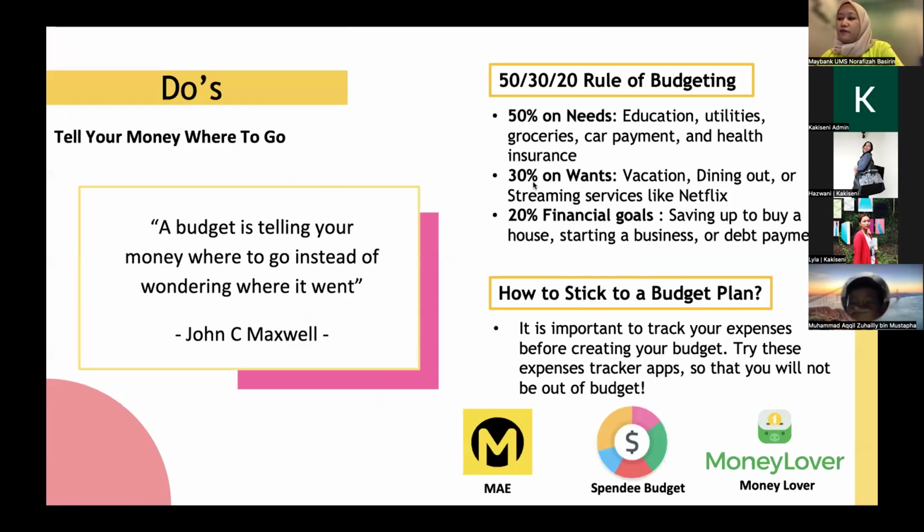For the first do, you must tell your money where to go, meaning you have to set a budget for where you want your money to go. It's like we give our money an assignment, not only our teachers giving us assignments. So we need to identify our needs and our wants.